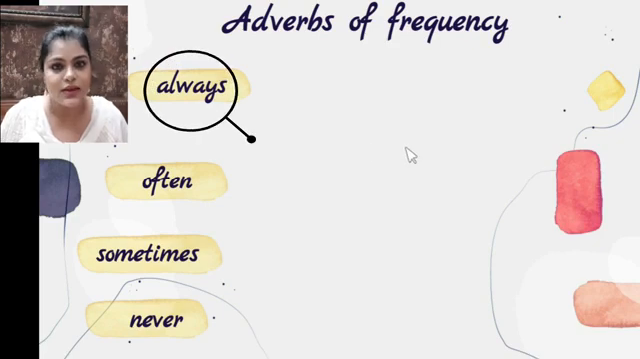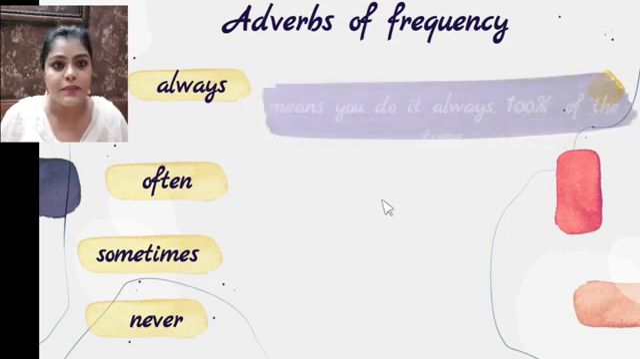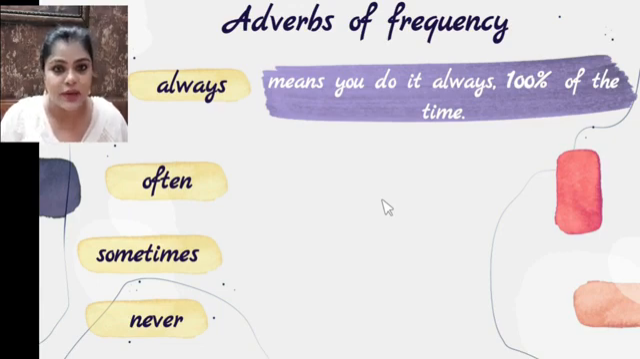Now, the first word is always. Always means you do it all of the time, every time. That means you do it 100% of the time. Let's see one example here. He always goes to the temple. That means there are 7 days in the week. All 7 days he goes to the temple, like Monday to Sunday. That means always. He always goes to the temple.